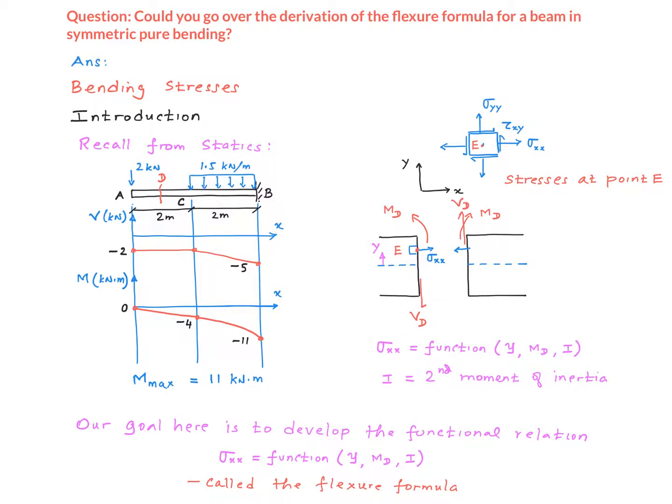The calculation of these stress components involves their own theories. It turns out you can calculate them separately and add them together on the basis of the principle of superposition. So in this video, our focus is developing a formula that will allow us to calculate the normal stress sigma xx as a function of the bending moment MD, along with a few other things like the second moment of inertia I and the vertical coordinate y and so on. And this formula is what is called the flexure formula.